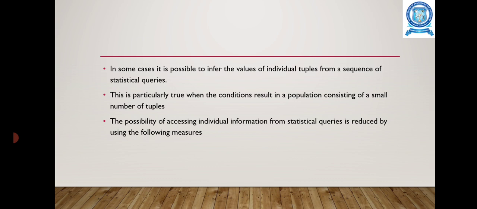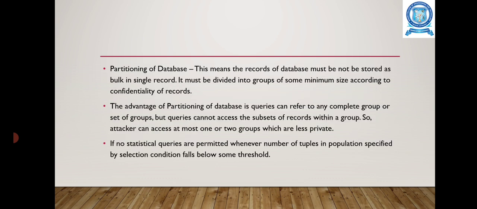This is particularly true when the conditions result in a population consisting of a small number of tuples. The possibility of accessing individual information from statistical queries is reduced by the following measures. First one is the partitioning of database. This means the records of the database must not be stored in bulk in a single record. It must be divided into groups of some minimum size according to the confidentiality of the record.